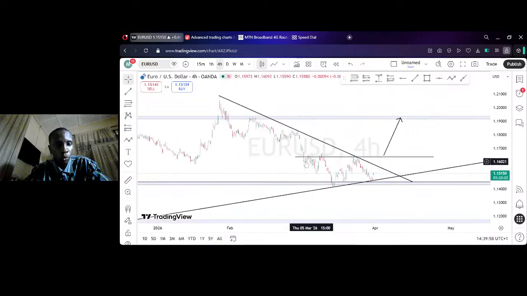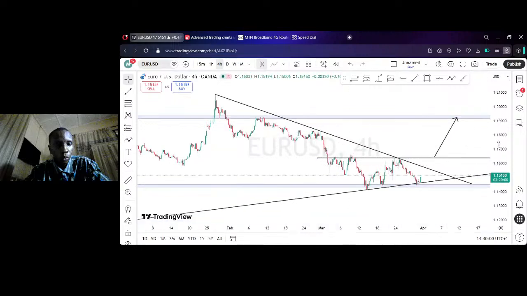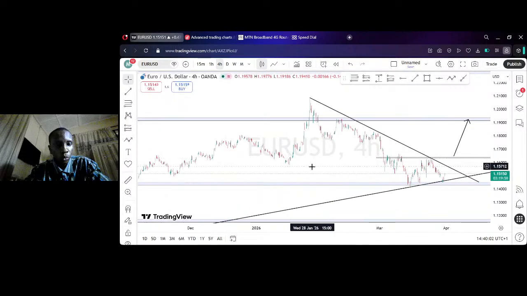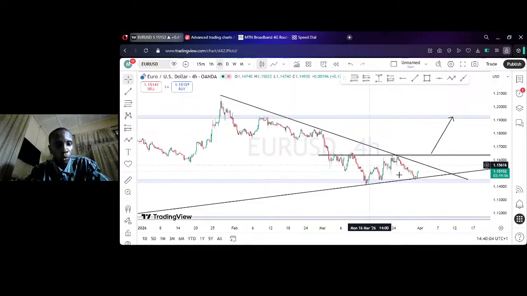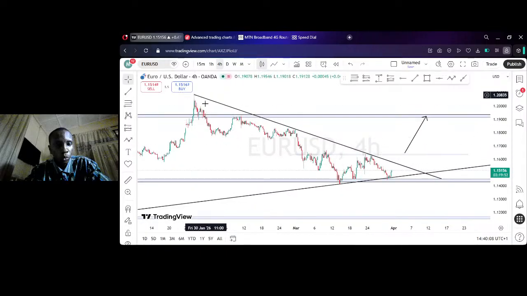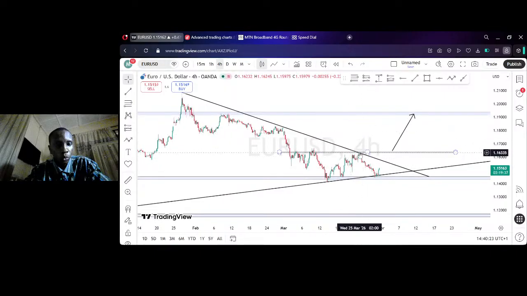So that is that on Euro USD right here. As you can see, Euro USD is pushing to the upside. Right here we have this massive retracement, and also we have multiple touches on this trend line. We have the first attempt, the second, the third, and the fourth attempt. So we have the fourth touch. So price is pushing up again to come test it for the fifth attempt.